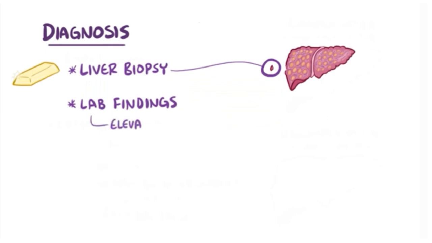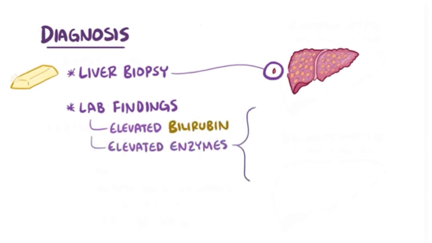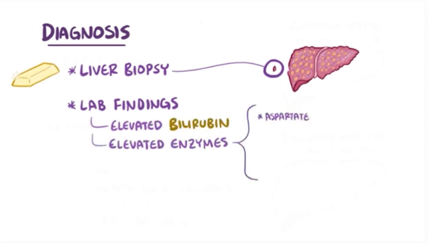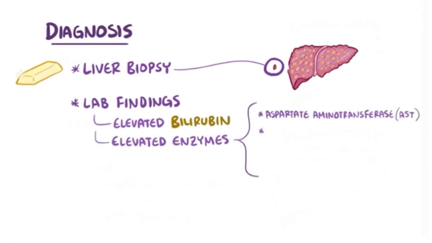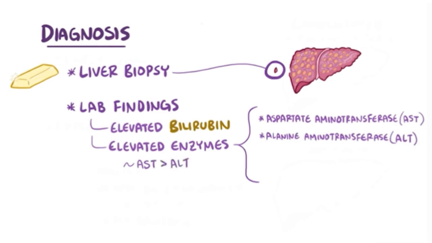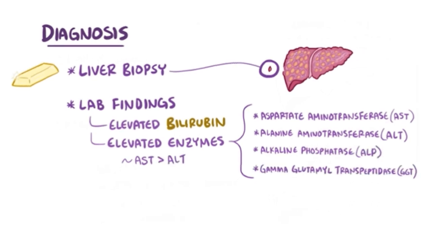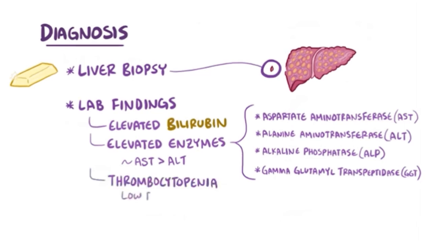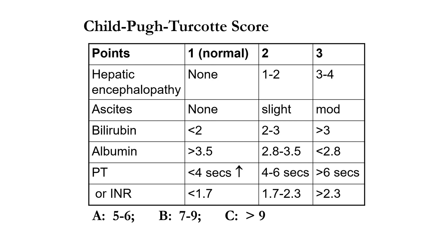Number two are the lab findings like elevated bilirubin and elevated enzymes, which are aspartate aminotransferase or AST and alanine aminotransferase or ALT. AST is raised higher than ALT. Then there is gamma glutamyl transpeptidase, gamma GT is the common name, which is particularly raised in alcoholic cirrhosis. Then there is thrombocytopenia, that is, a low platelet count.